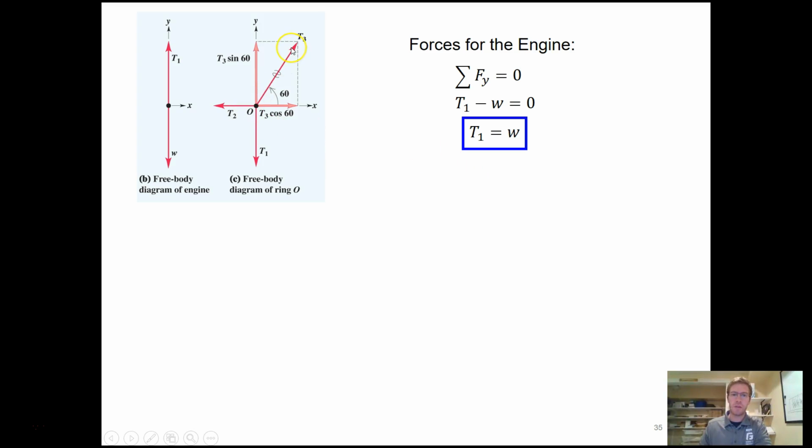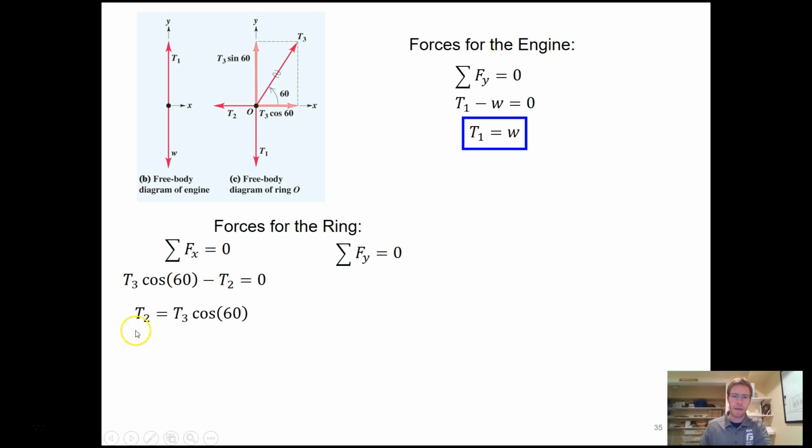To solve for T2 and T3, though, I need to use the ring. So I'm now going to do some of the forces on the ring, following the same process. In this case, I have forces in the X direction, and I have forces in the Y direction. In the X direction, in the positive X, I have T3 cosine 60, and in the negative X, I have T2. So T3 cosine 60 minus T2 equals 0. I can solve and see, okay, T2 equals T3 times the cosine of 60, but I don't know T2 and I don't know T3. I need to find both of them, so I'm stuck. Bummer. So I'll move on to the Y direction and see if maybe that helps.